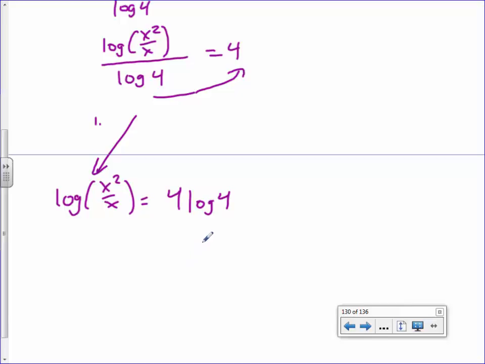You know how earlier I brought the number in front up as an exponent? I can do that again here. Here's this 4. I'm going to bring it up as an exponent. That's valid.